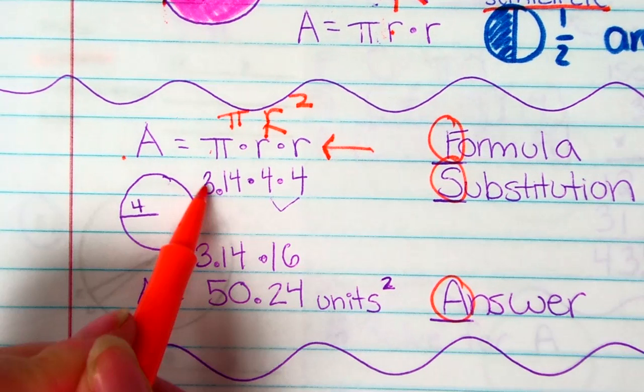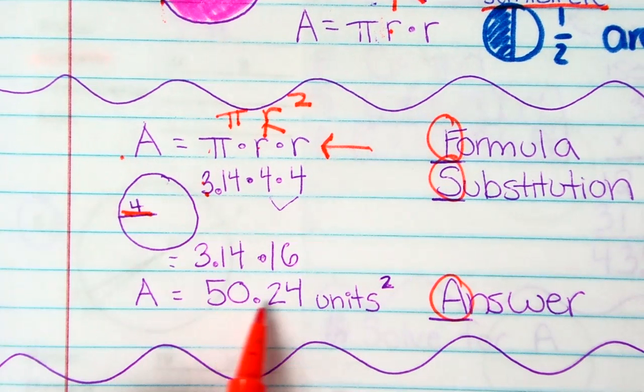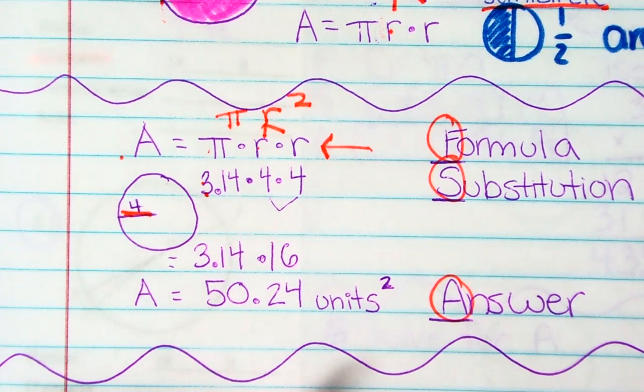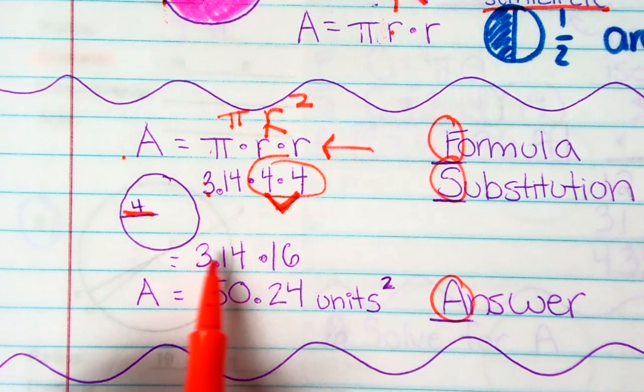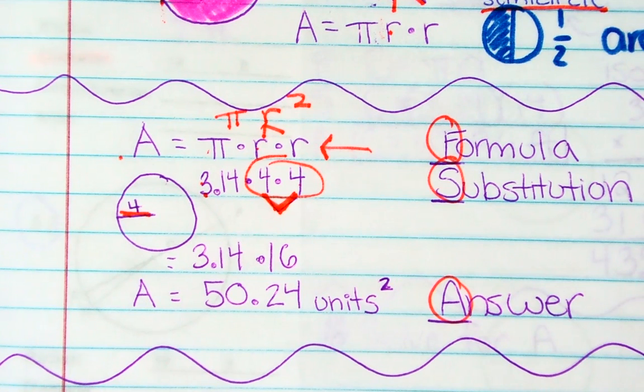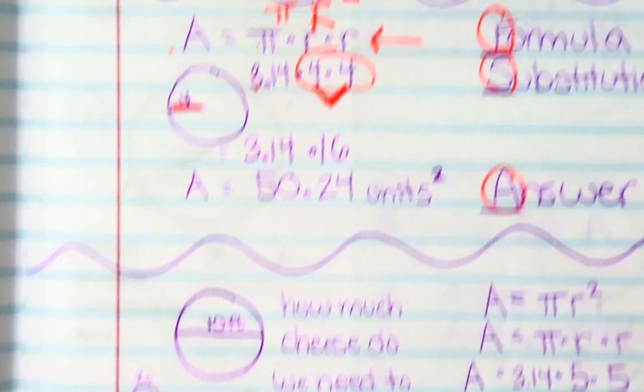So our formula is pi times r. Notice I'm just writing it out. This is what it says on your reference chart, pi r squared. But we're going to go ahead and write that out because I don't want to make any silly mistakes. I substitute 3.14, imagine that. Radius in this example I'm telling you is 4, so times 4 times 4. And then you would get your answer, 50 and 24/100.